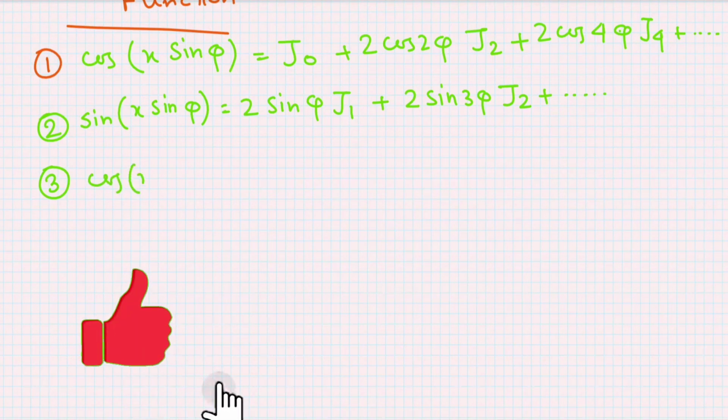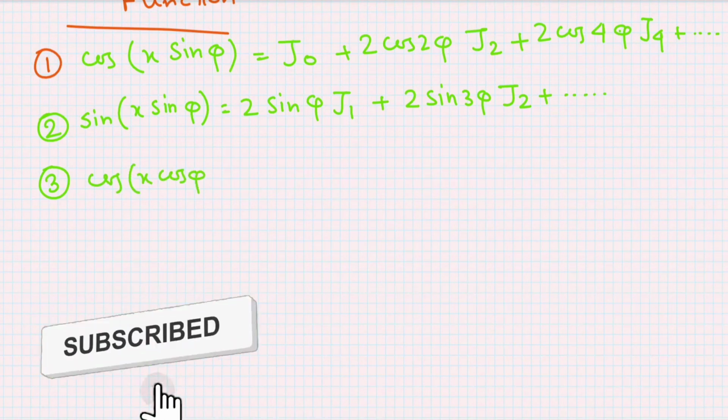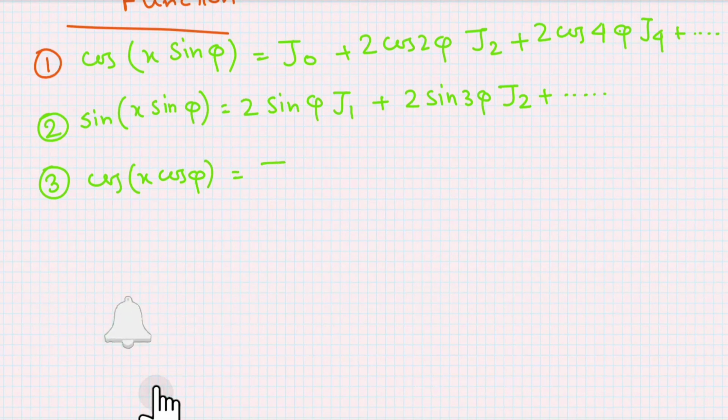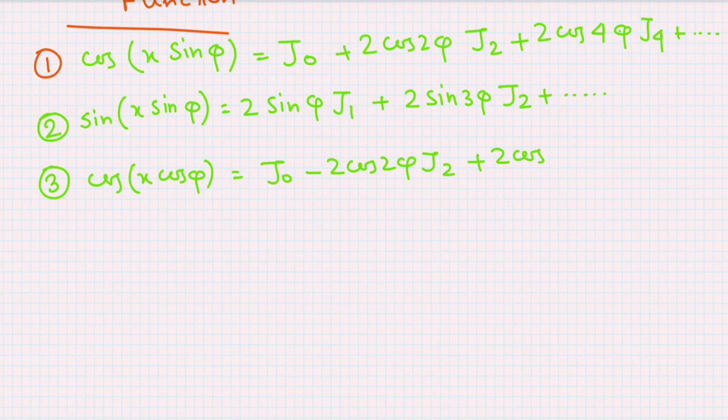Number 3 is cos of x cos phi. This is equal to, we can write, J0 minus 2 cos 2 phi J2 plus 2 cos 4 phi J4 minus, so this is alternating plus minus, and so on.